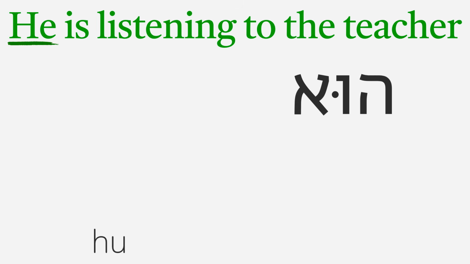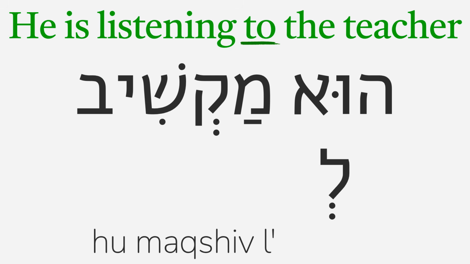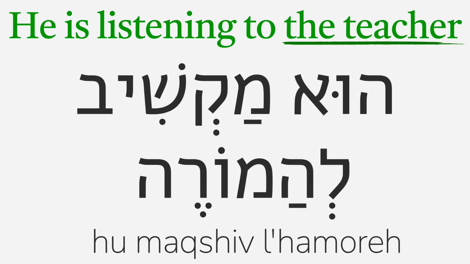Let's end today by saying he is listening to the teacher. He is hu, and the verb is listening will be the masculine singular form of the Hiphil present tense, makshiv. To will be the preposition la in Hebrew. Let's say that the teacher is a man. That means the teacher in Hebrew is the masculine hamoreh, as opposed to the feminine hamorah.